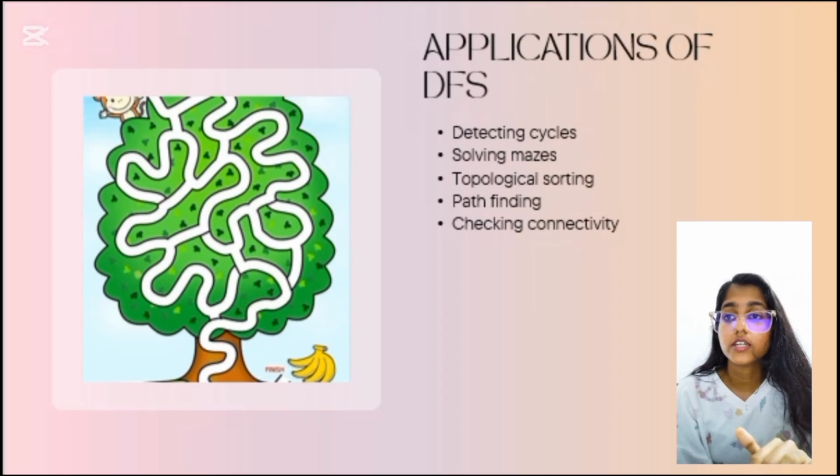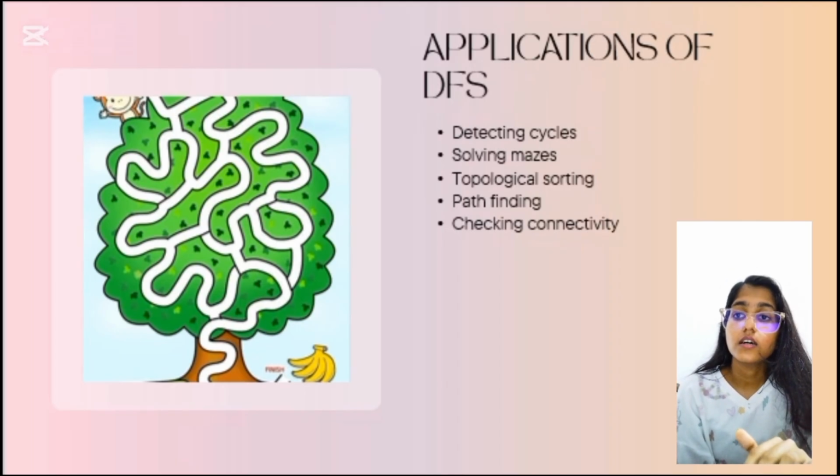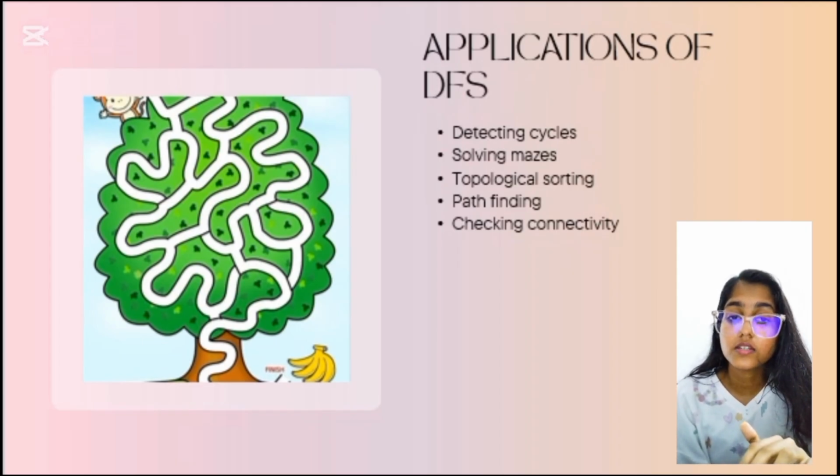In connectivity checking, depth first search helps find connected components in a graph. As an example, finding isolated networks, checking if all computers are connected is done.